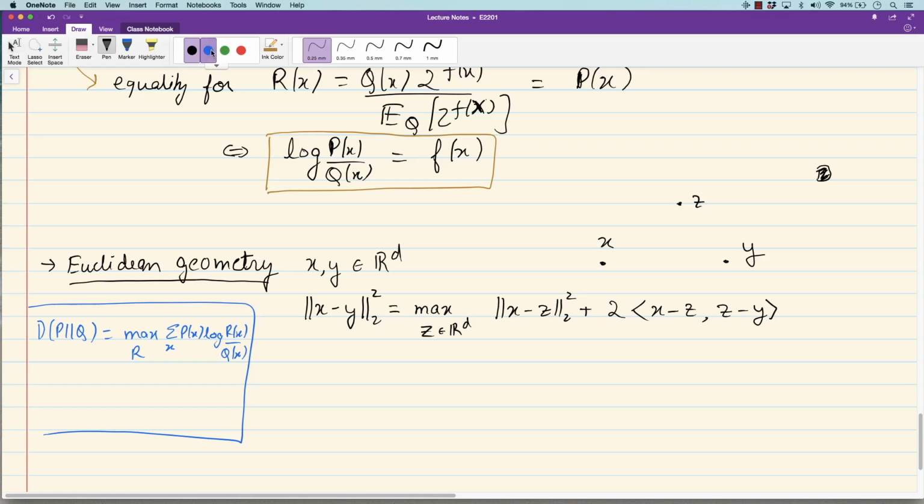So this one is saying that the x minus y square, take any z, take this distance, take its distance square, add to it 2 times this inner product. So what is this? So x minus z is this vector, and z minus y is this vector. So this inner product is equal to 2 times x minus z, the length of this vector, z minus y, the length of this vector, and cos theta, which is the angle between these two vectors.